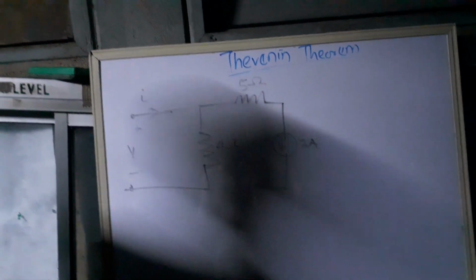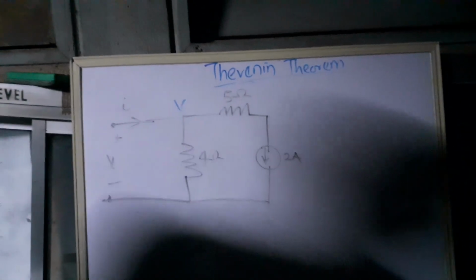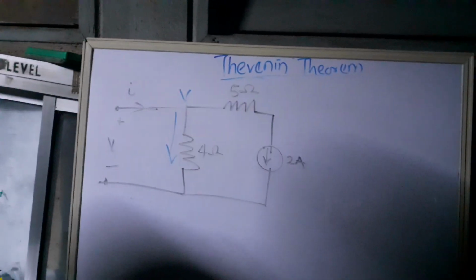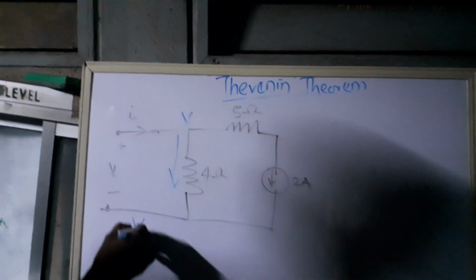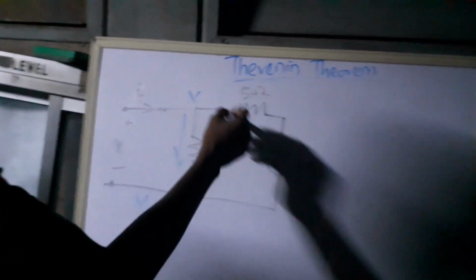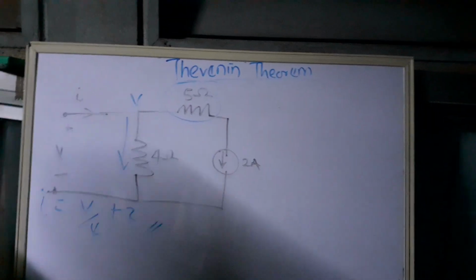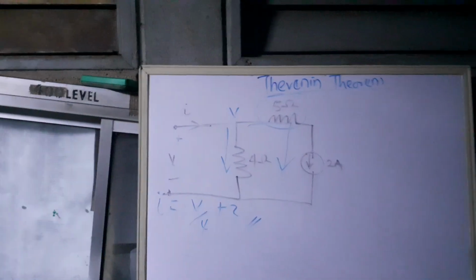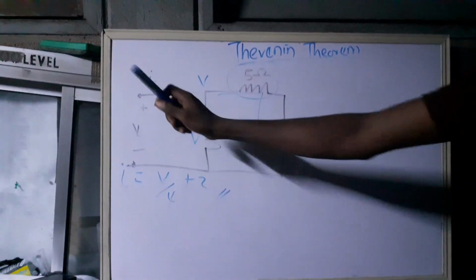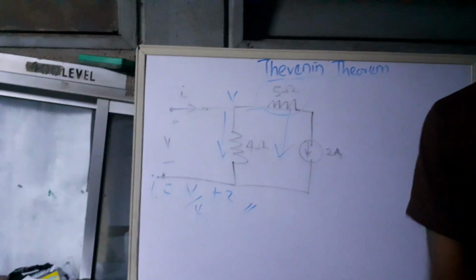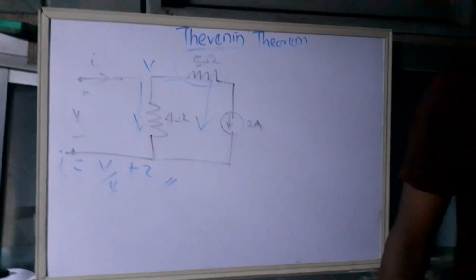What is the current flowing through this place? These two are in parallel, so we have V here. V is across this one, so the current flowing through it will be V over 4. We already know that the current flowing through this one is 2. So I total is V over 4 plus 2. They are just asking you to find the total current relationship with the voltage. That's the IV characteristic.